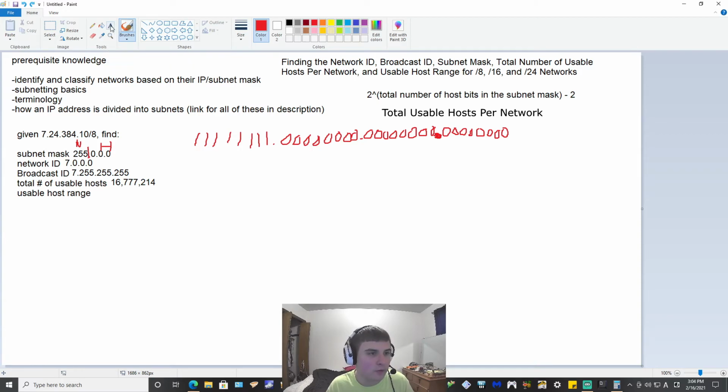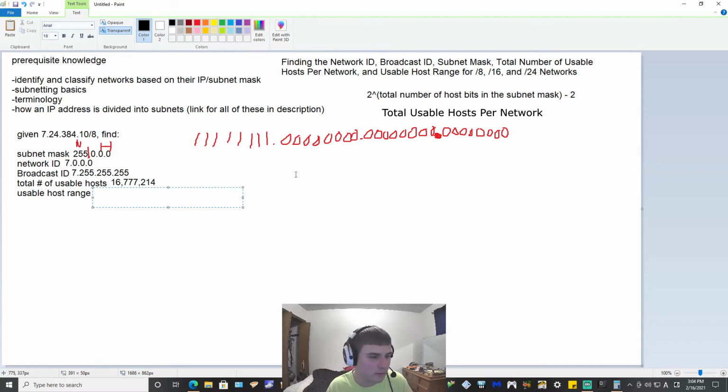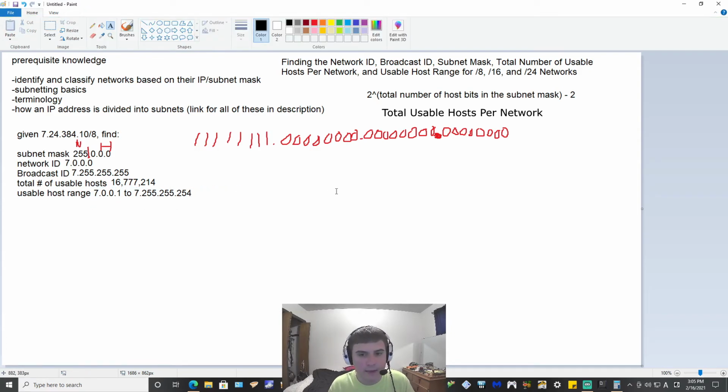And then finally, the usable host range. So what we're going to do is if we look back here, if we add 1 to this network ID, we're going to have 7.0.0.1. And then we subtract 1 from the broadcast ID, 7.255.255.254. So kind of think of these addresses like a clock when you're adding and subtracting one of the host addresses, right? Alright, and then that is how you solve this subnetting problem.